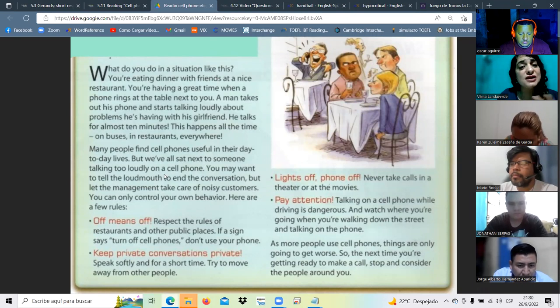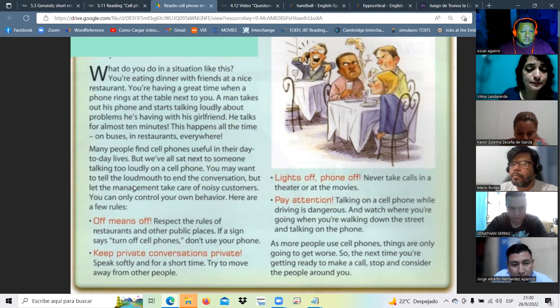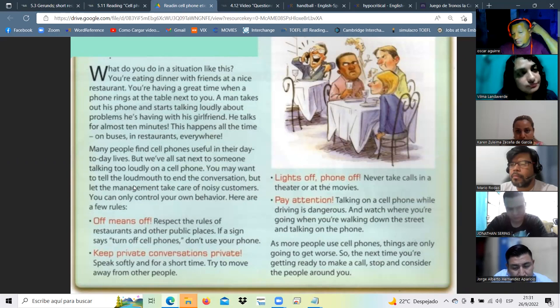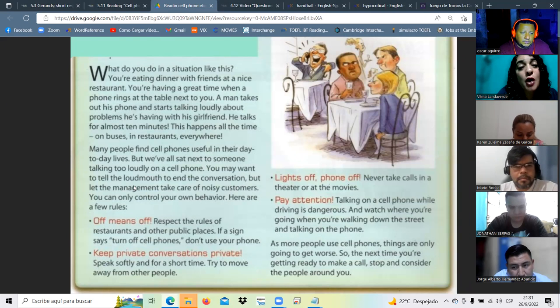You may want to tell the loudmouth to end the conversation, but let the management take care. ¿A qué se refiere con el management? La gerencia, ¿verdad? Gerente es manager y la gerencia es management. All right. Entonces al final, que se encargue de la gente ruidosa, de los clientes así, la administración. Okay, so you can only control your own behavior.